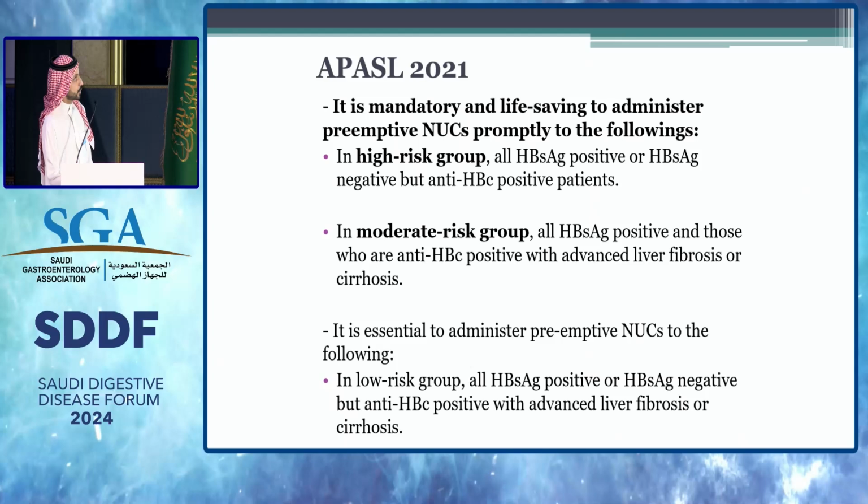The APASL guidelines 2021 are divided into 2 things. One, it's mandatory and life-saving to administer medications to the following patients. So high-risk patients, all of the patients should be receiving treatment, whether your surface antigen is positive or negative. And in moderate risk groups, all surface antigen positive and those with core positive with advanced liver fibrosis or cirrhosis. And to a lesser degree, they recommended for low-risk groups with surface antigen positive or only core positive with advanced liver fibrosis or cirrhosis. So the real change that has happened here compared to the EASL and AASLD is the addition of the fibrosis assessment.